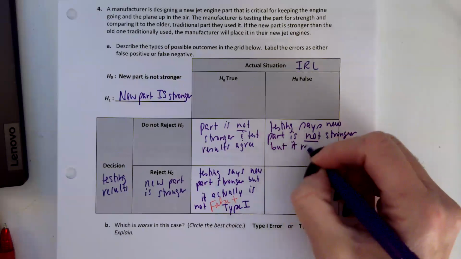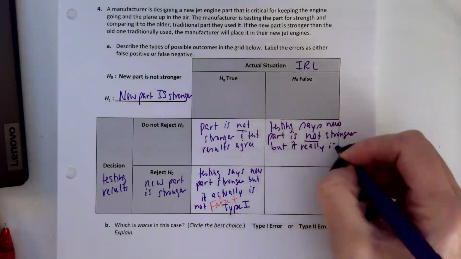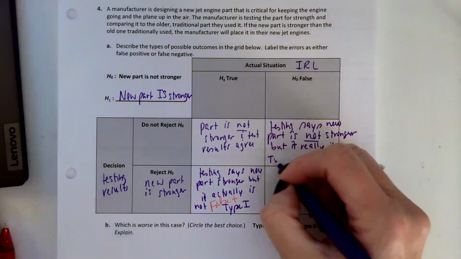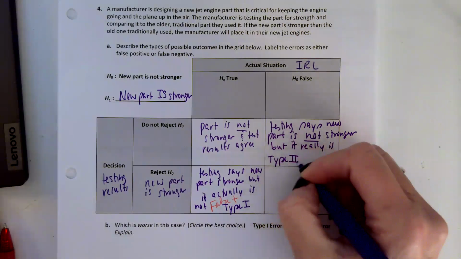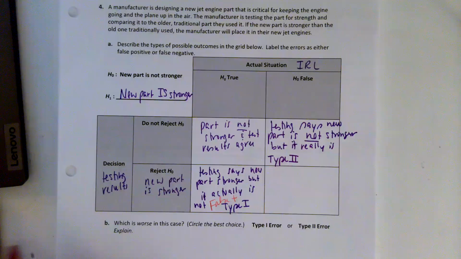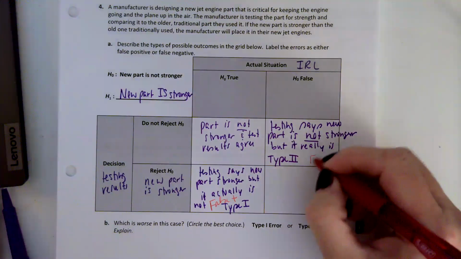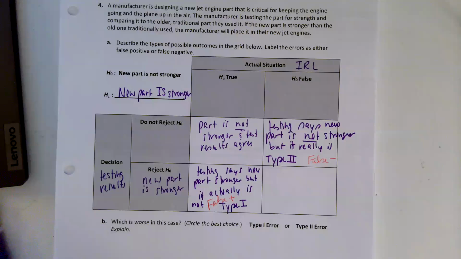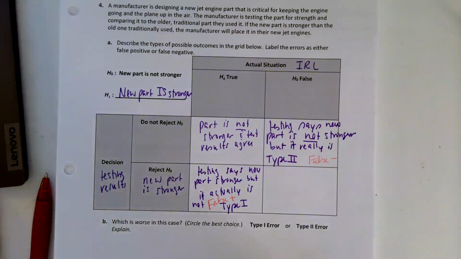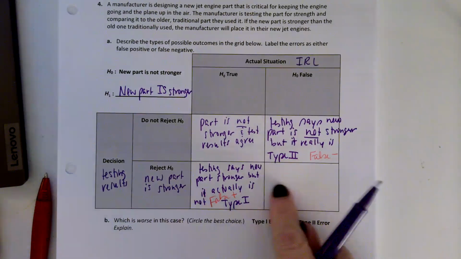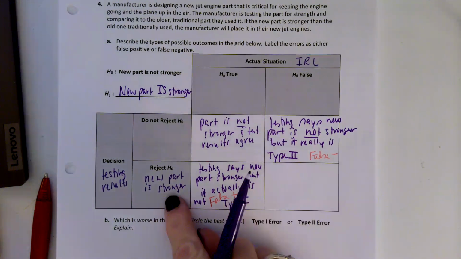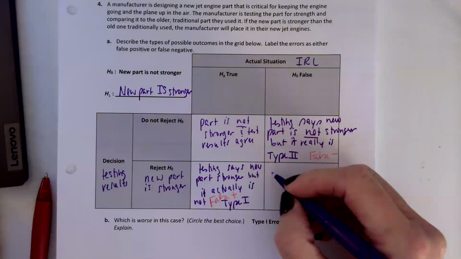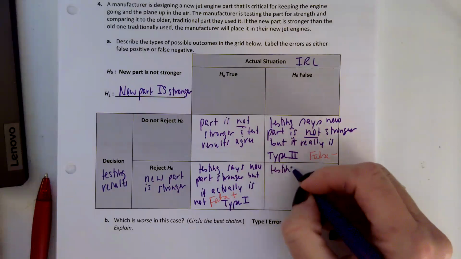It really is. This is a type 2 error. This is a false negative. And then the fourth outcome is the new part is, the testing says new part is stronger.